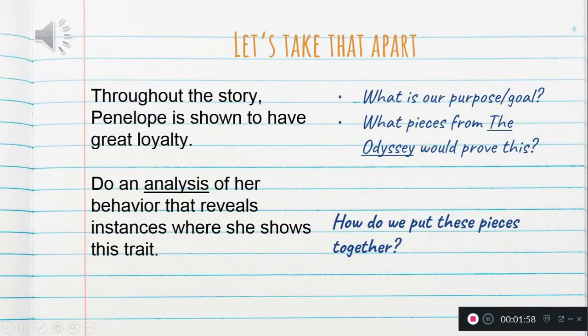The first thing we need to do is decide what our purpose and goal is. After we figure that out, we can decide what pieces from the Odyssey would serve that purpose or goal. After we've got all that established, we can think about how we put these pieces together to understand the deal of Penelope's loyalty.